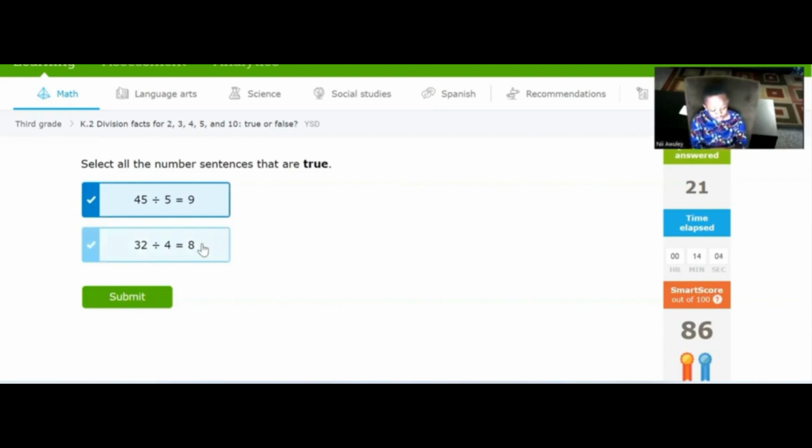2 divided by 4 is 8. 4 times 3 is 12, 4 times 4 is 16, 4 times 5 is 20, 4 times 6 is 24, 4 times 7 is 28, 4 times 8. This answer is false.